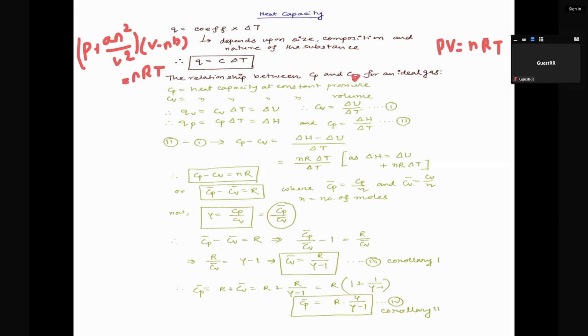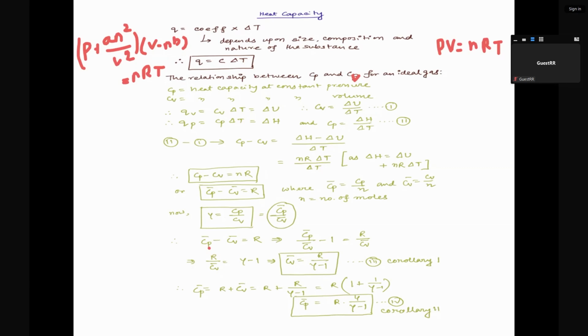Now we are introducing a new term, which is gamma, which is defined by the ratio of Cp and Cv. So if we have a ratio of the molar heat capacity at constant pressure and the molar heat capacity at constant volume, we have this ratio as gamma. So this gamma is defined by Cp by Cv, or Cp bar by Cv bar, since Cp bar is equal to Cp by n, and Cv bar is equal to Cv by n. So both the molar heat capacity ratio and the normal heat capacity ratio give us gamma. So now we have the equation Cp bar minus Cv bar as R.